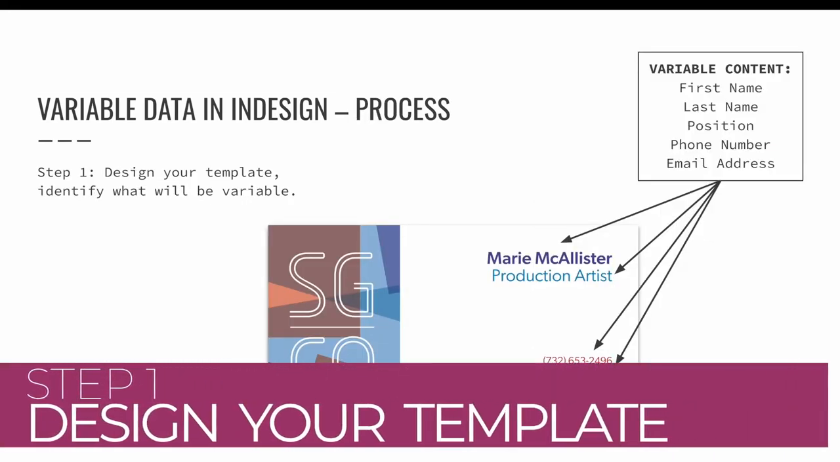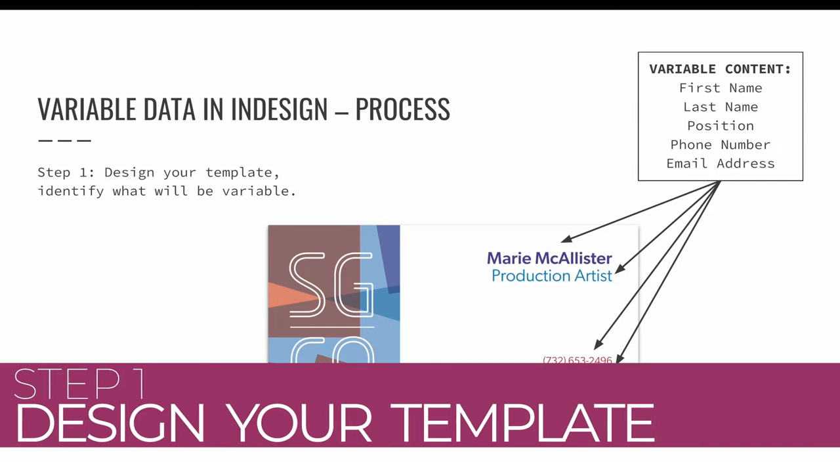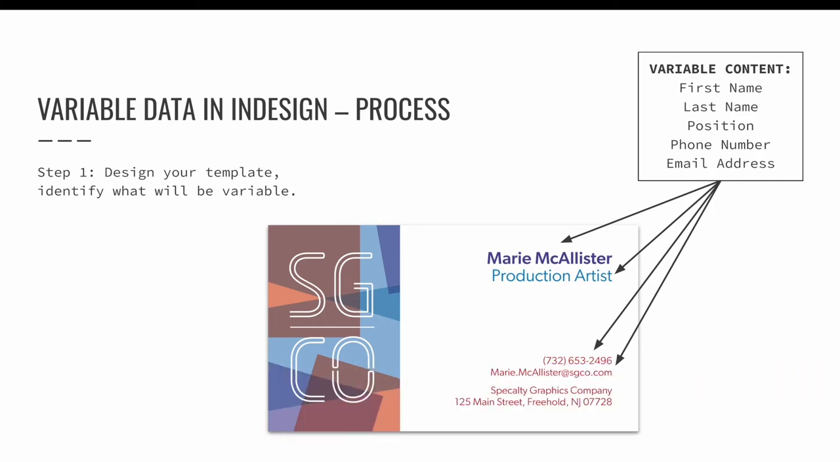Step 1. Design your template. Identify what will automate with variable content. In my example, the name, the first name and the last name, the email address, the person's title, and their phone number will all automate.